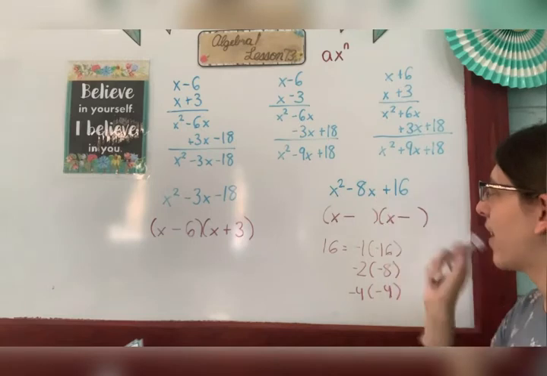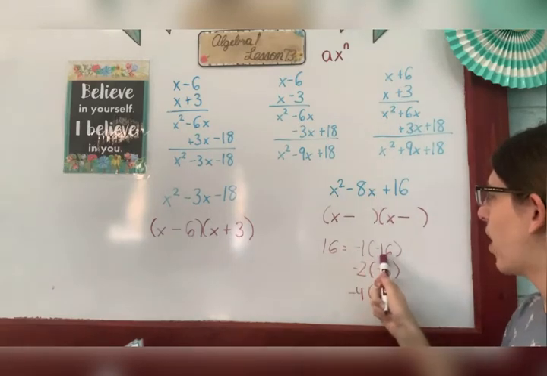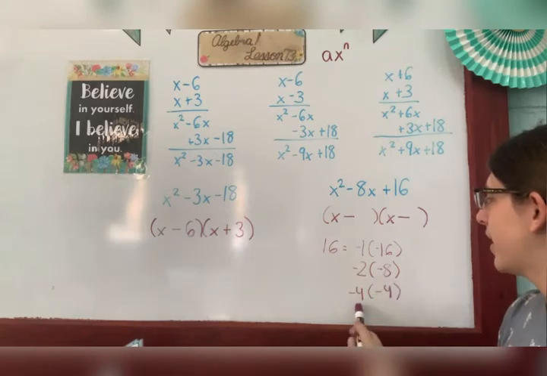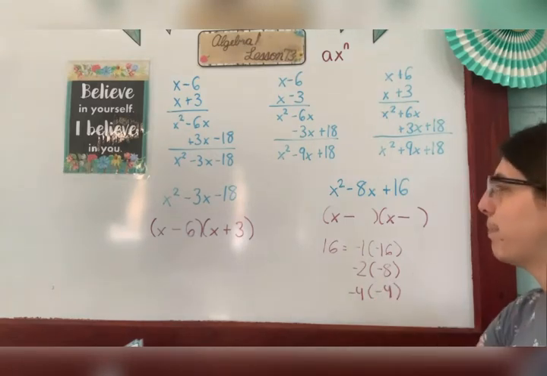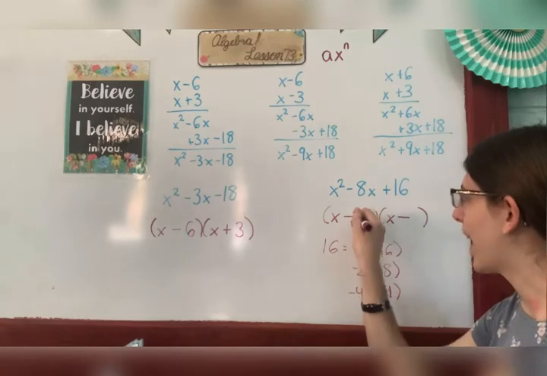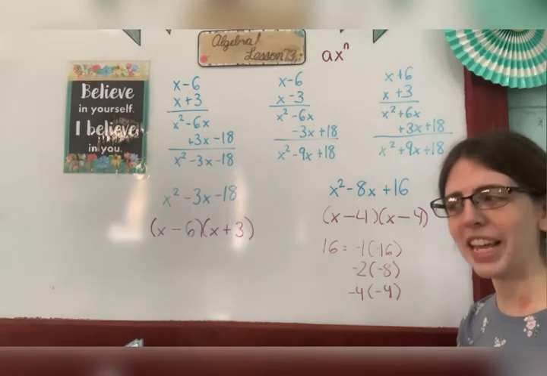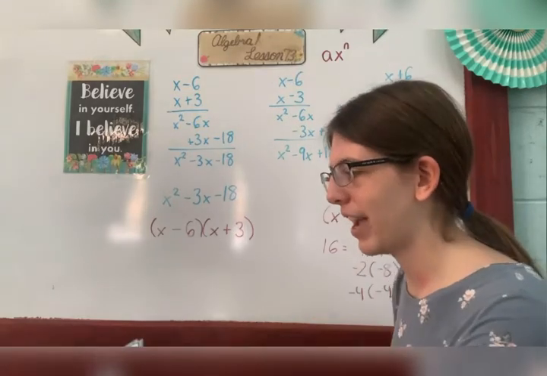Which one added together gets me negative 8? Well, negative 1 plus negative 16 is negative 17. Negative 2 plus negative 8 is negative 10. Negative 4 plus negative 4, whoop, negative 8. So that's the one. That's all you gotta do. It's really easy, right? Okay, so let's try some more examples.